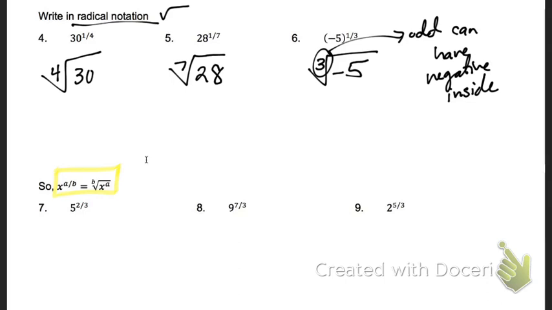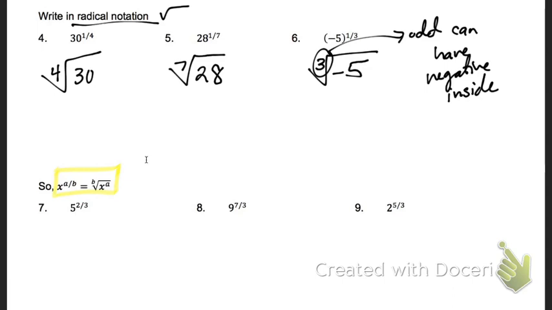So are those on 4, 5, and 6 the final answers? Yes. I have a question. So it says you can't have a negative on the odds, but what if it's even? What would you do? You put an i out front if it were even.